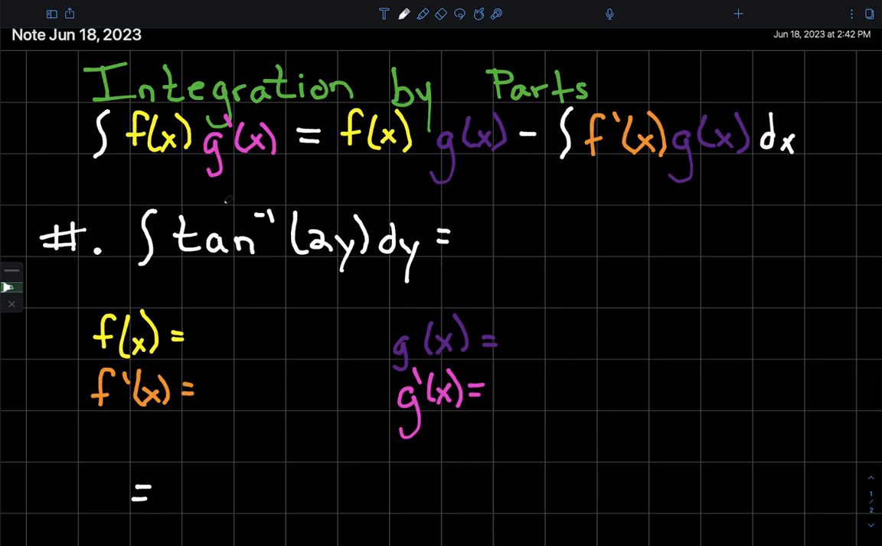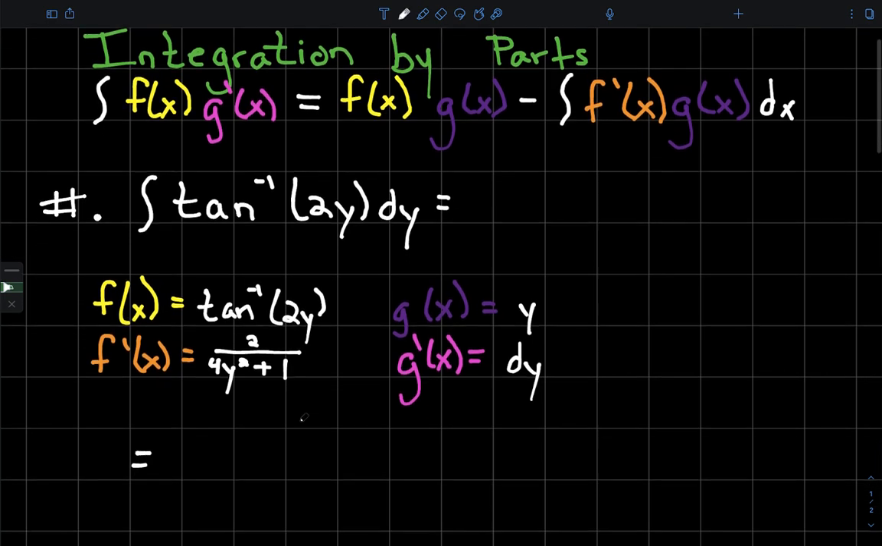So first, let's get our parts that we're working with. Our f of x here is going to be arctan 2y, and our g prime of x is dy right here. And so our g of x is going to just be y, and the derivative of arctan 2y is 2 over 4y squared plus 1, and we will talk more about that at the end of the problem.